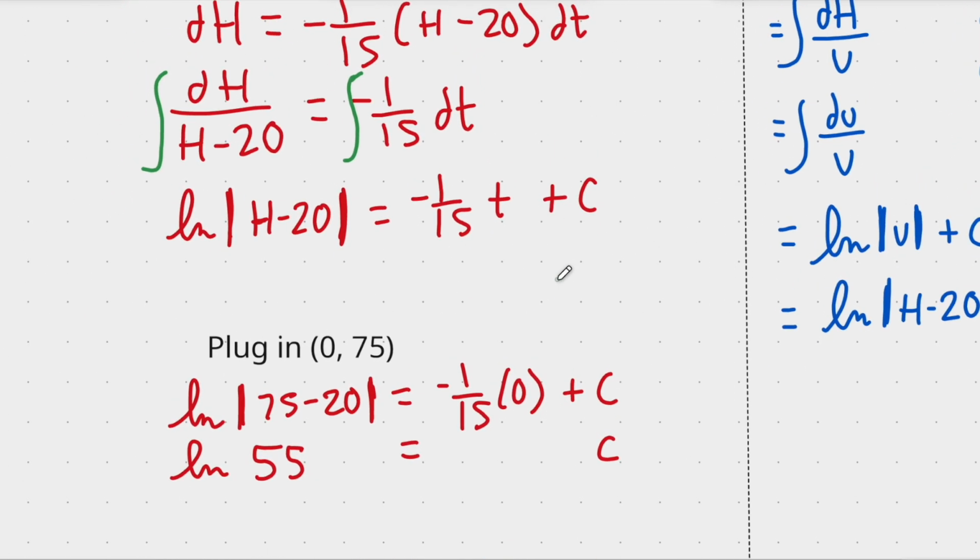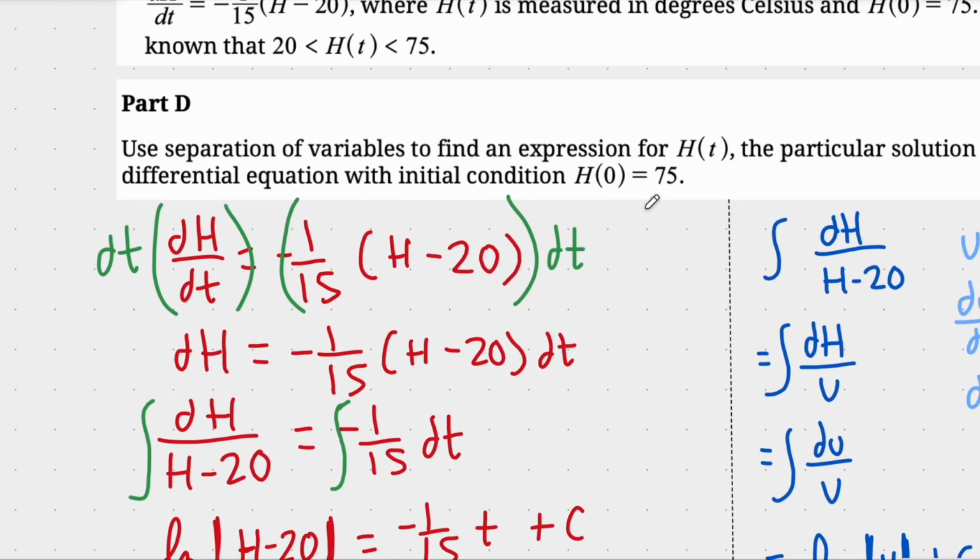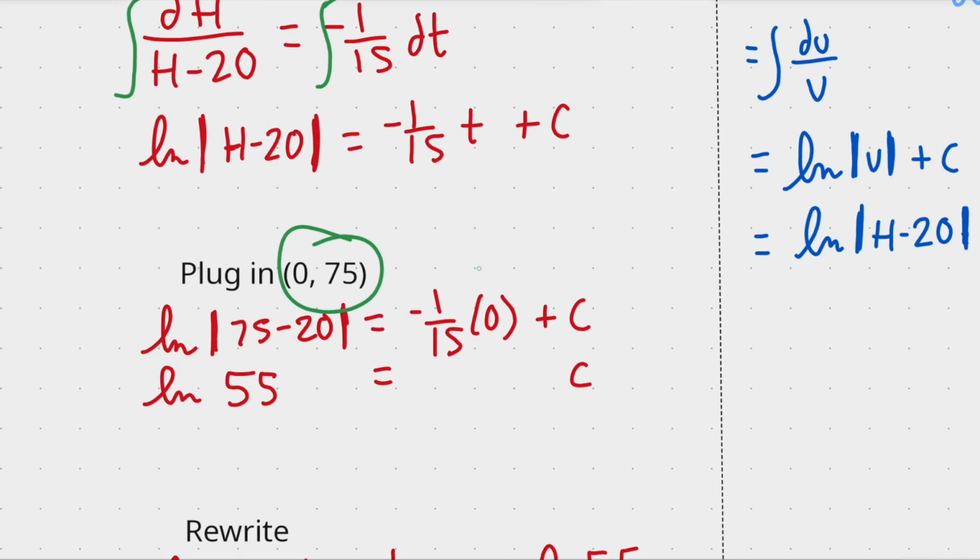All right, so at this point, what do we do now? I need to get the value of c. I also need to solve for h at some point. Let's get the value of c first. So I plug in the point. This is a point they gave us, right? It comes from there. So you plug that point into h and t, and then you're able to solve for c. It's natural log of 55.